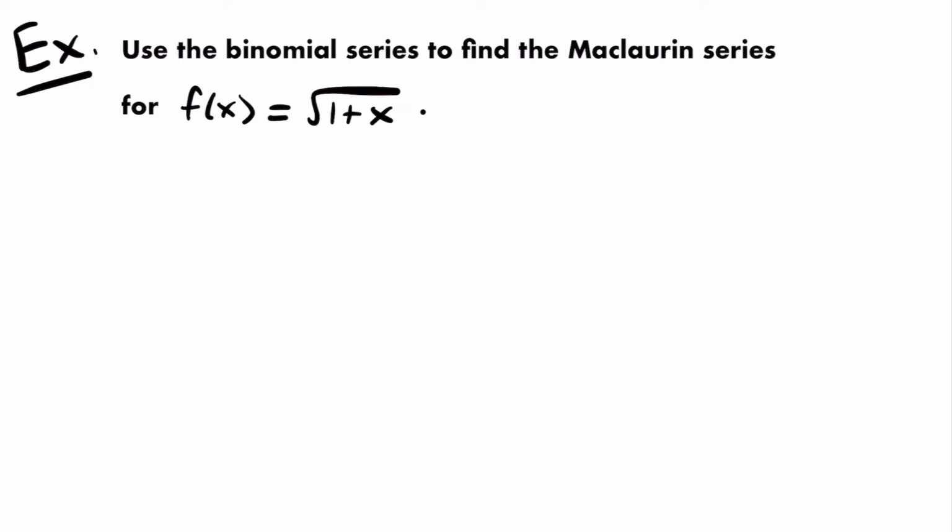All right, but the first thing that we want to do is identify the value of k for the function we're working with. In this case, we're using the binomial series to find a Maclaurin series for the function f of x is equal to the square root of 1 plus x. Now we can rewrite that square root as the power of 1/2. So this function is really f of x is equal to (1 plus x) to the power of 1/2. So we have 1 plus x to some power k, which means that k is equal to 1/2.